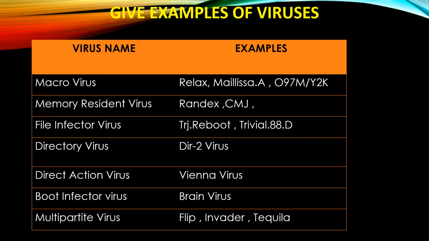Prival88D. Directory virus. Example is Dir2 virus. Direct action virus. Example is Vienna virus. Boot infector virus. Example is Brain virus. Multi-partite virus. Examples are Flip, Invader and Tequila.